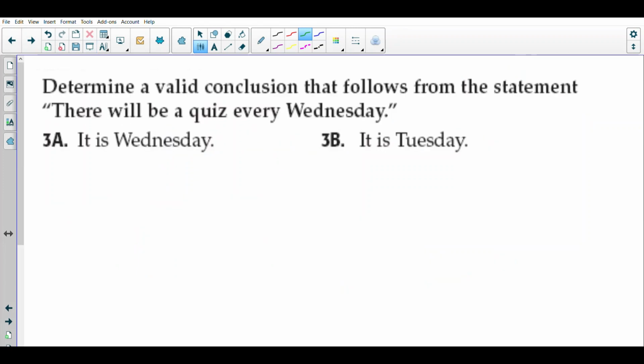So let's do another. There's a statement. There will be a quiz every Wednesday. So if I came to you in class and said, there will be a quiz every single Wednesday, what could you conclude from the following statements? You wake up and you go, it is Wednesday. What could you conclude? Remember, this statement is 100% true. All I'm telling you is every Wednesday there will be a quiz, no matter what. You wake up, it is Wednesday. That tells you there will be a quiz.